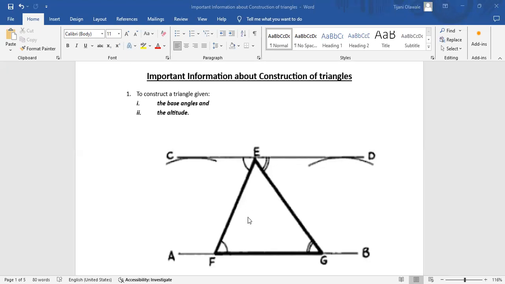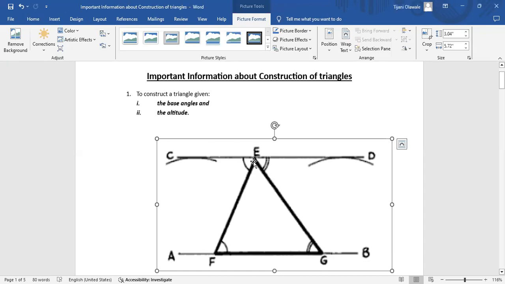Looking at it as we have here, this line AB is just a horizontal line that we need to construct. And also the distance between line AB and line CD is equal to the altitude of the triangle that we are given. And then the angle at this point and also the angle at this point, they are equal to the base angle.